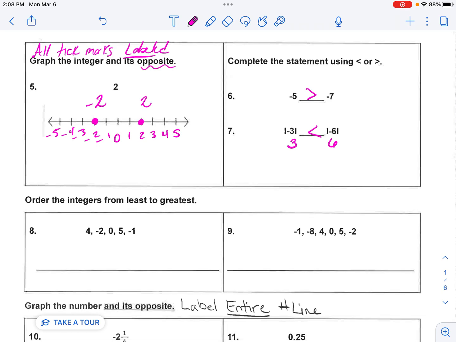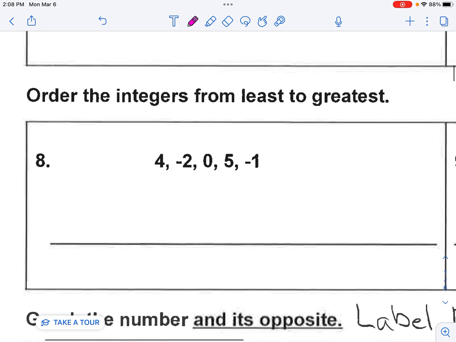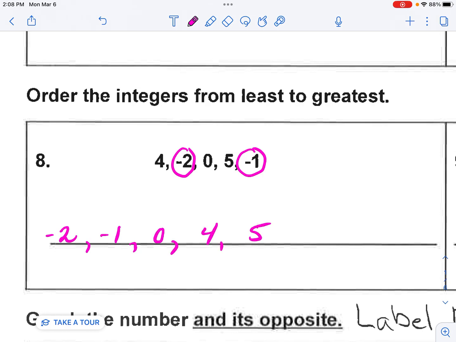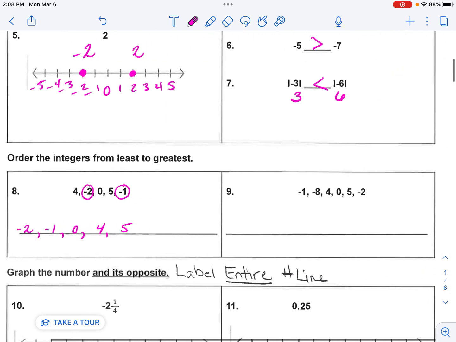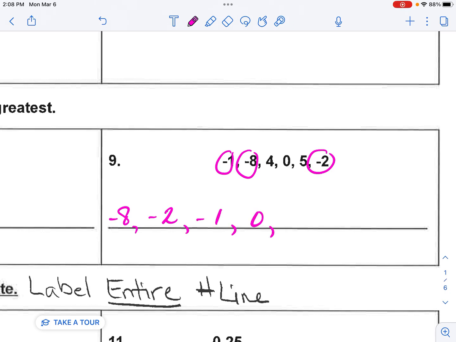Numbers 8 and 9, we are ordering the integers from least to greatest, which means from the left side of the number line to the right side. We know that we should be starting with our negative numbers first. -2 would be further to the left, and then -1, and then 0, +4, +5. And number 9, I'm going to circle all the negatives. -8 would be further to the left, and then -2, and then -1, and then 0, 4, and 5.